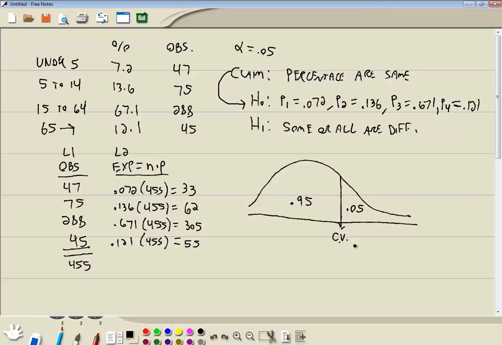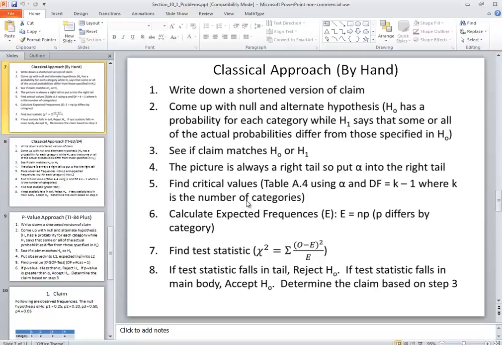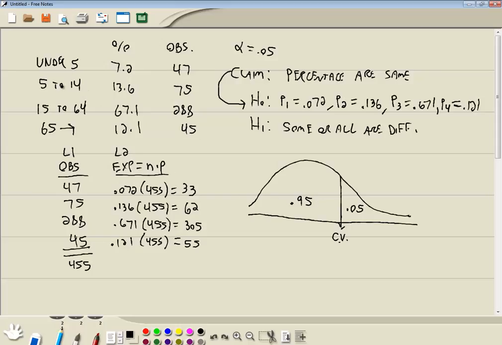Now we're going to have a critical value here. And this says, find a critical value. Ignore that table. Using alpha and degrees of freedom equal to k minus 1, where k is the number of categories. Well, we've got 4 categories, so our degrees of freedom is going to be 4 minus 1, or 3.